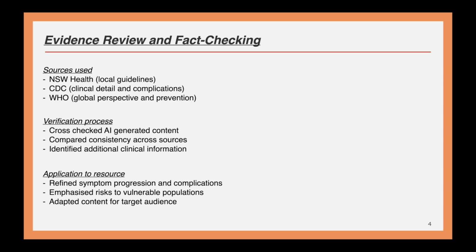mainly in reducing infant morbidity and mortality. New South Wales Health provided locally relevant information, including vaccination schedules and public health recommendations within Australia, which helped ensure the resource was contextually appropriate for the Illawarra community.